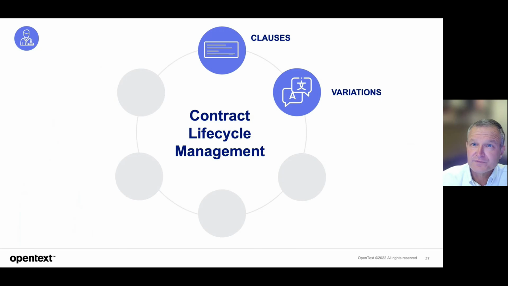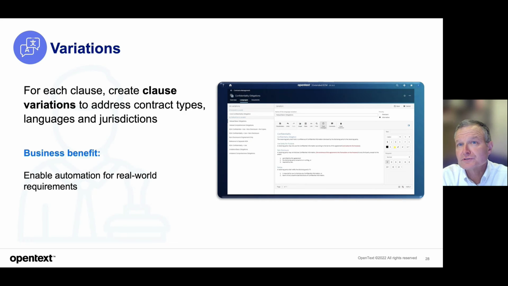Clauses can also have variations. We use variations to easily address common changes that are predictable. These include changes due to jurisdictions, type of contract, the language used in the agreement, such as English and French, even common acceptable terms. You might create a terms clause with a default net 30 clause, but with variations for net 60 and net 90. So variations make it easier to automate real-world requirements.